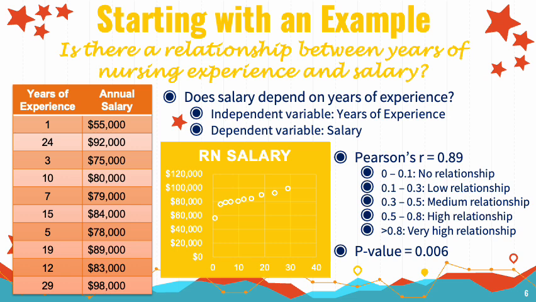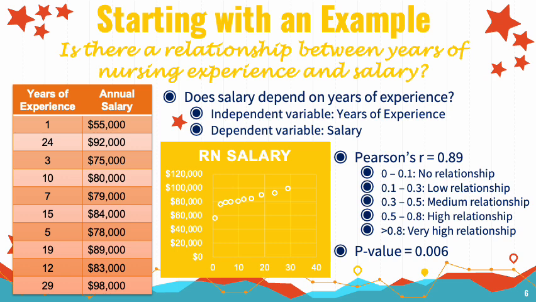We begin our analysis of correlation with a scatter plot, as shown in the yellow box. You can see from the scatter plot that there appears to be a positive correlation between years of experience, our x-axis, our independent variable, and RN salary, our y-axis, and dependent variable. This is where Pearson's R will come in. If you recall, Pearson's R is a standardized measure of the relationship between two or more variables.